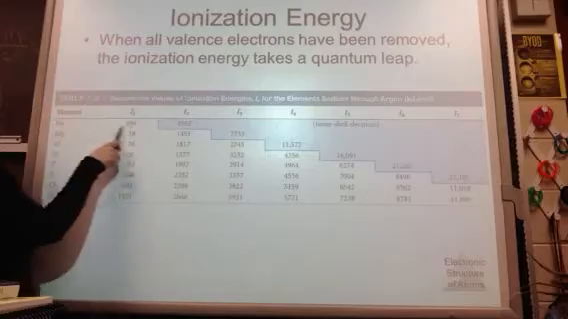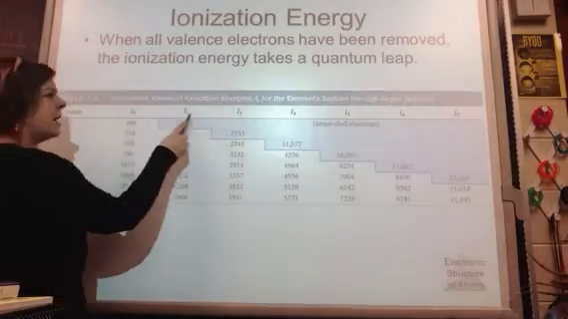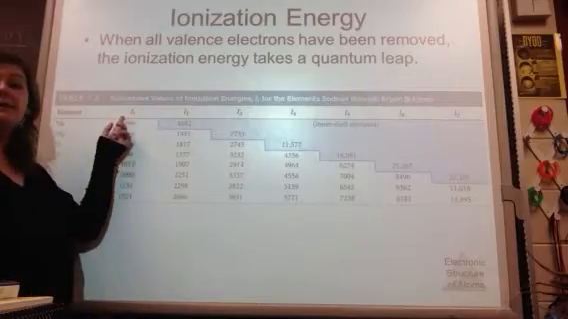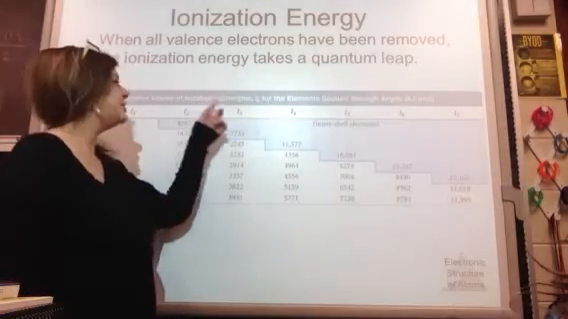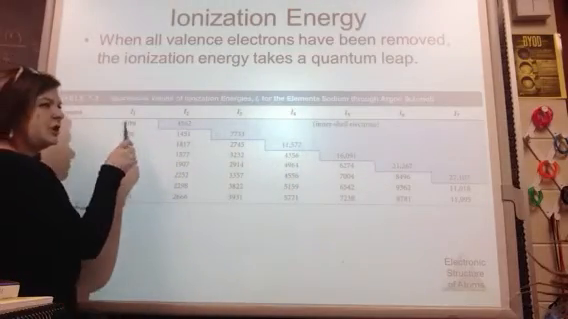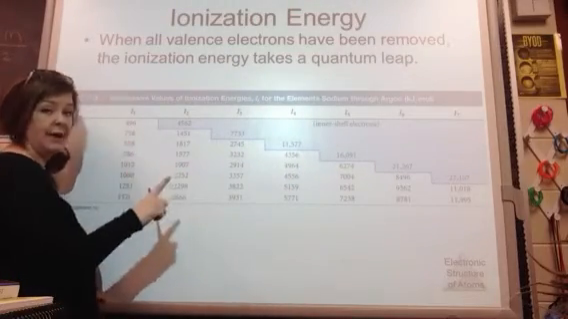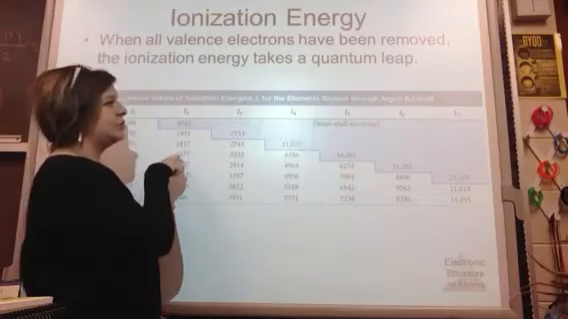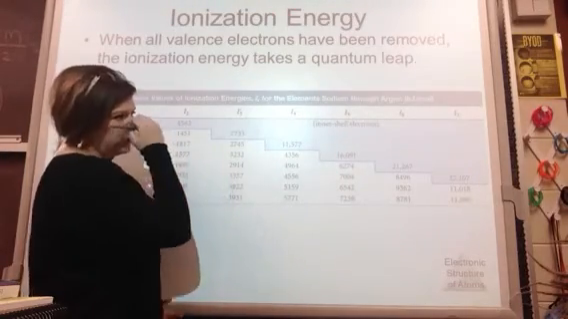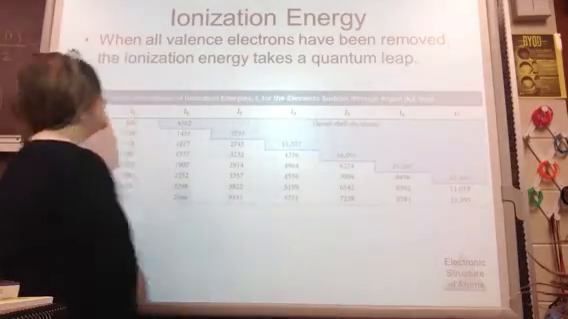So let's look here at sodium. This I1, I2, I3, I4, and so on just means first ionization energy, second ionization energy, third, fourth, fifth. So first ionization energy is where I'm removing the first electron. Second ionization energy is where I'm removing the second electron. Third ionization energy is the third electron, and so on.